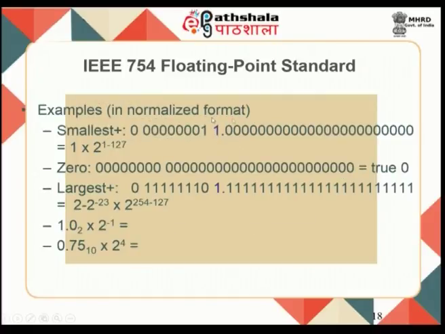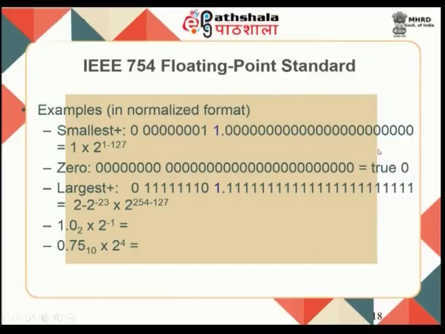So, examples in normalized format. If you have the smallest number, you can see that this mantissa is in the normalized format because it has a 1.0000 something. If this is the number that is given, then that is equivalent to 1 into 2 power 1 minus 127, because the exponent value is 1 here. 127 is the bias that you initially added, so you are subtracting 127.